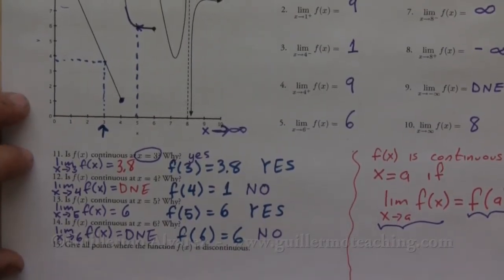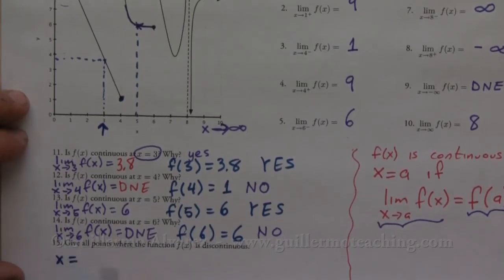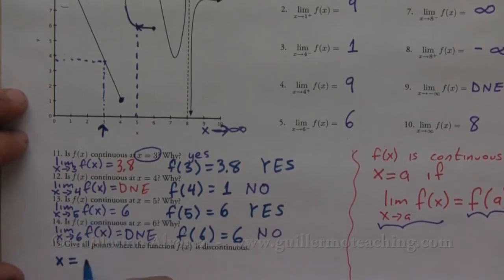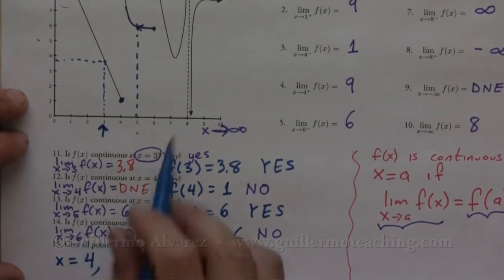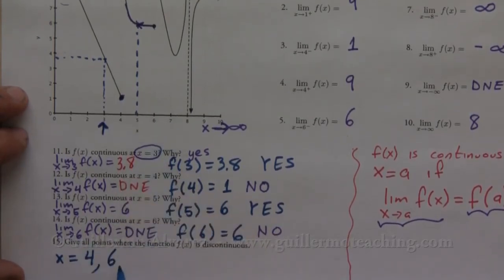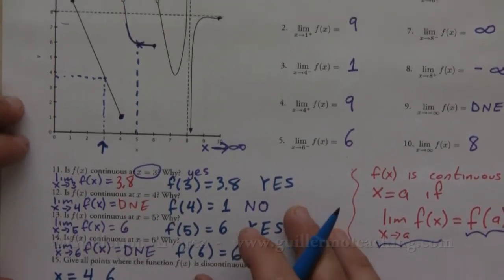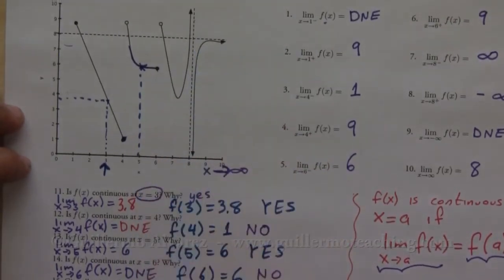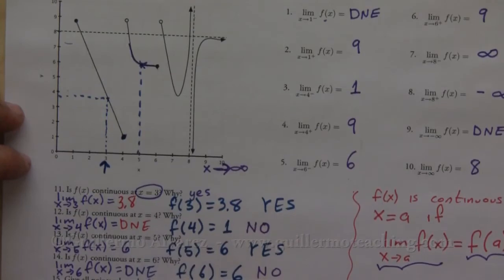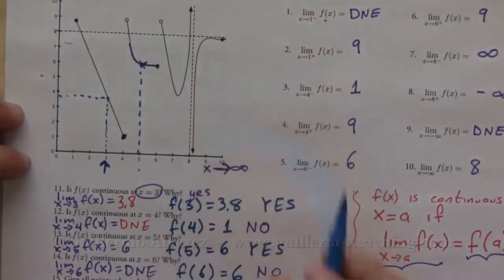Okay, so if we want to give all the points where the function is discontinuous, we would say that it's discontinuous at, we found here that at 4 it's discontinuous, and at 6 it's discontinuous. And if we look at the graph, we have here also a discontinuity at 8. This is an infinite discontinuity.